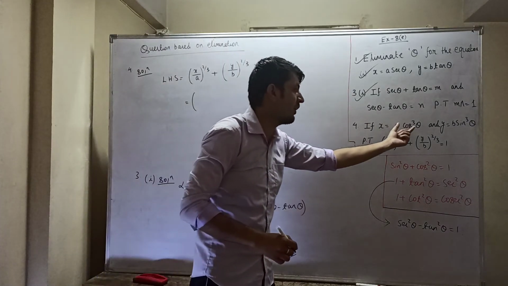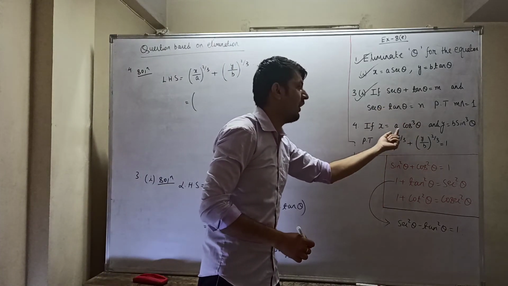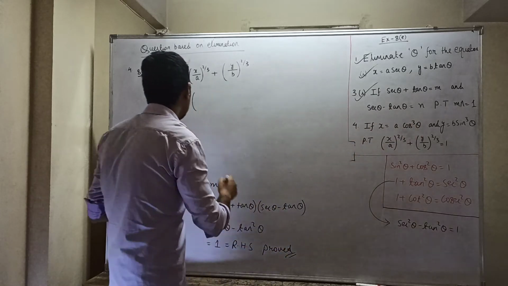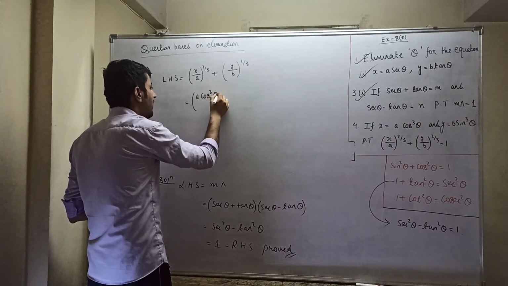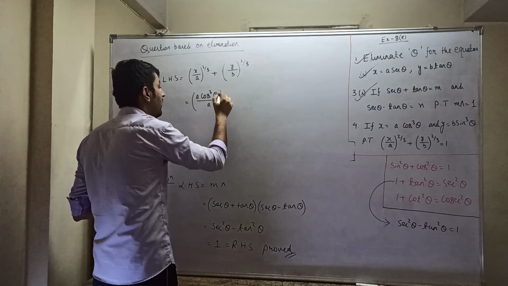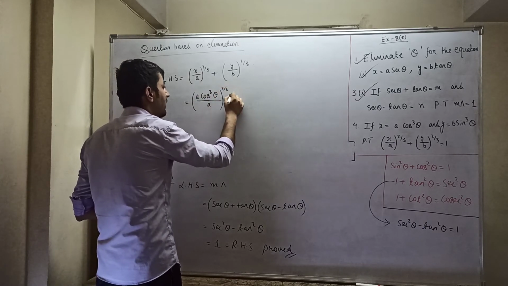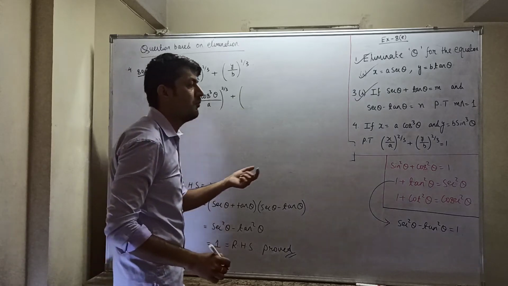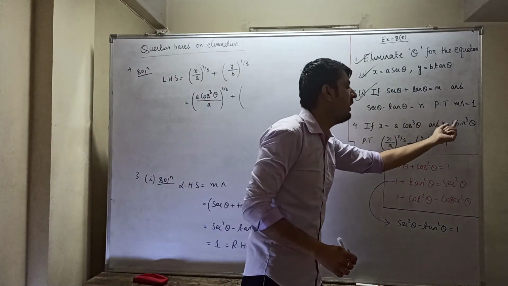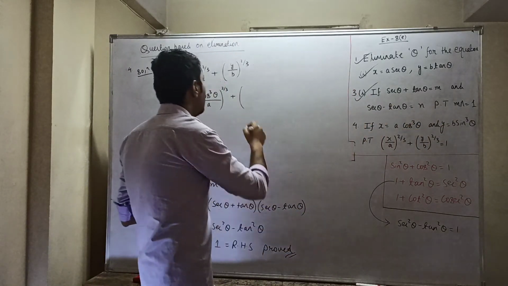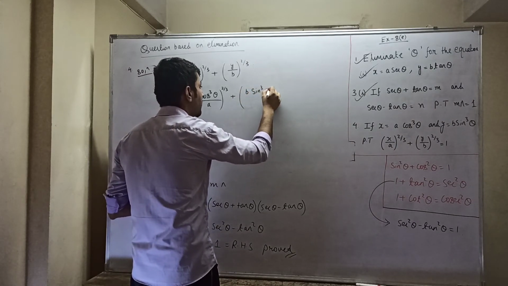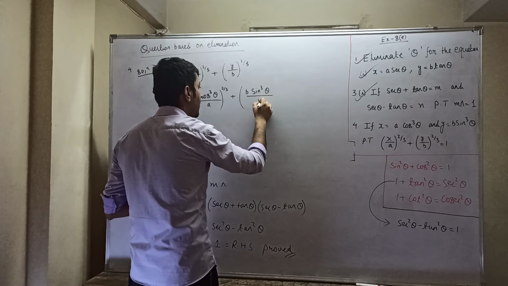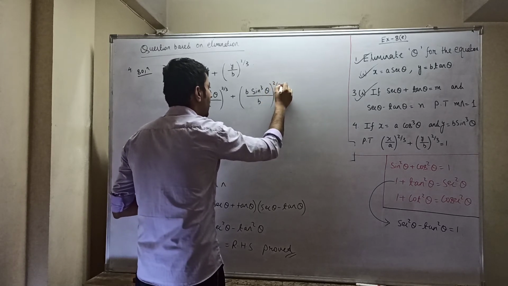Your x, as you can see here, is a cos cube theta. So it is a cos cube theta divided by a, whole thing to the power 2 by 3, plus what is your y? Your y is b sine cube theta, divided by b, to the power 2 by 3.